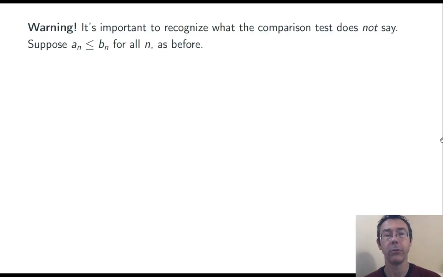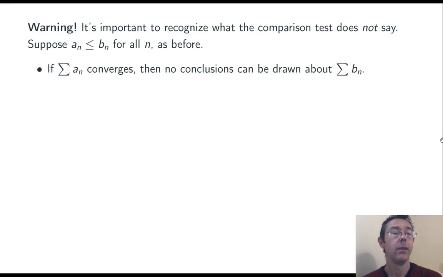One thing to watch out for. The comparison test has 2 bullet points. If the sum of bn converges, then the sum of an has to converge as well. And if the sum of an diverges, then the sum of bn has to diverge as well. There's 2 things that it does not say. Suppose that an is less than or equal to bn, as before. And now suppose that the sum of an converges.